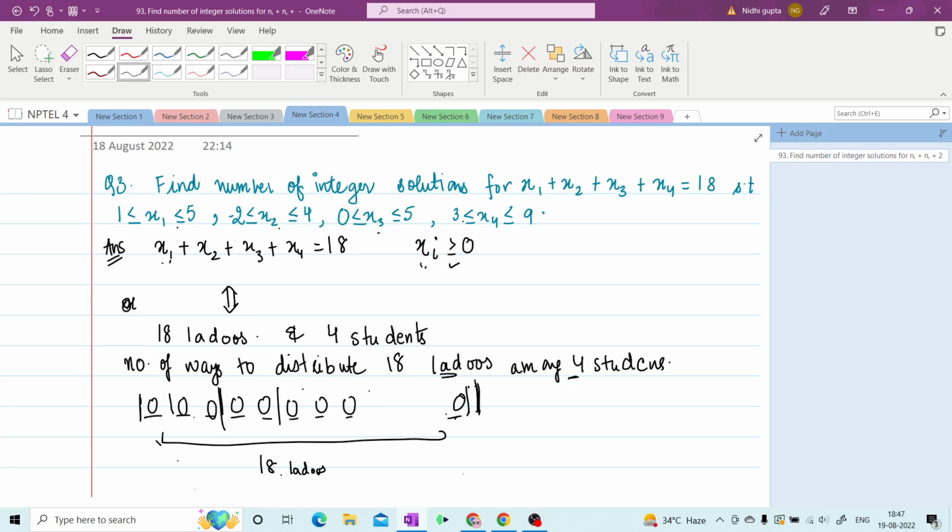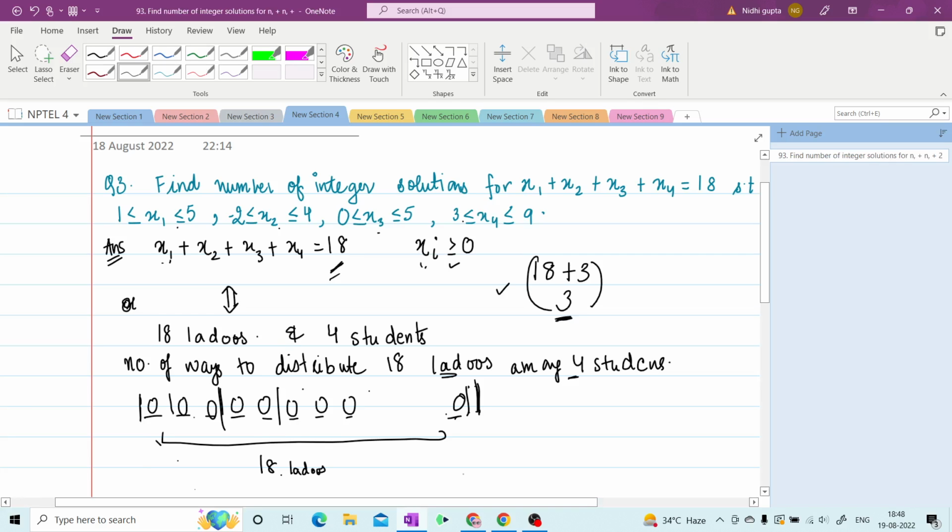So basically this is a case of composition, and if no range is given, then we know our answer is C(18+3, 3), right? When no range is given, this is the answer, right? Yes, ma'am. Are you clear why this is the answer?